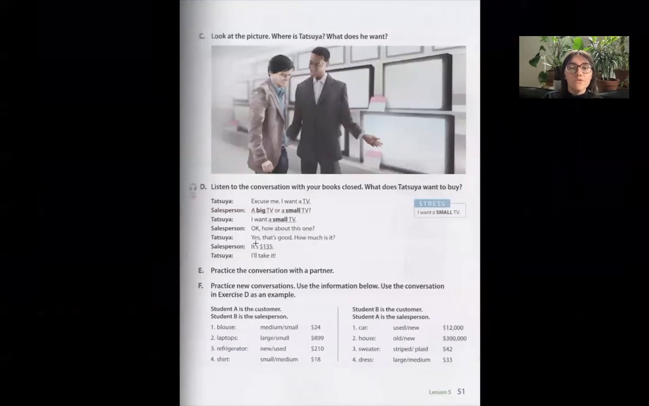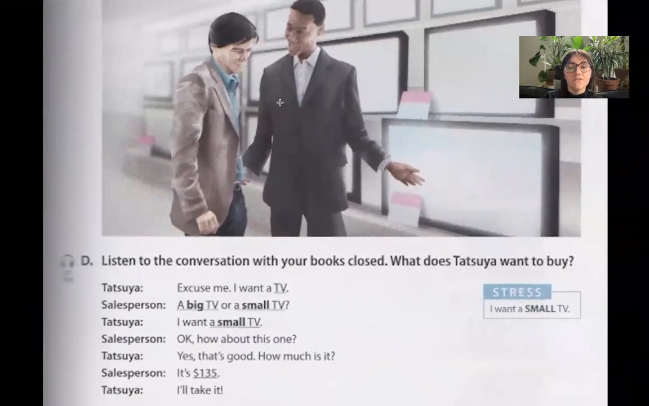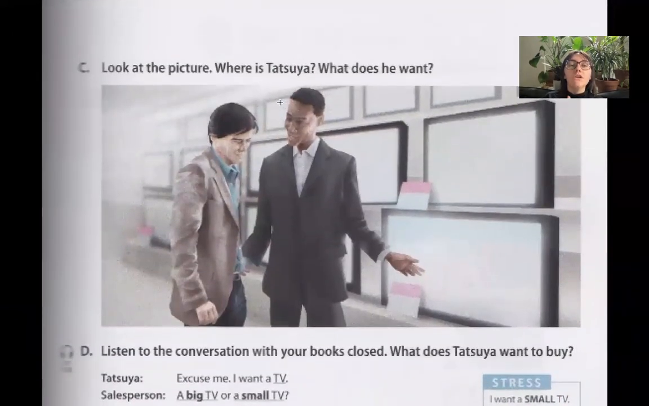Okay, so let's go to the next one. So let's do this first part. It says, look at the picture. Where is Tatsuya? What does he want? So basically what it wants us to do is, what do we think this picture is? So we can't really talk to each other, right? But we can kind of look and see what's going on, right? So this is Tatsuya, right?